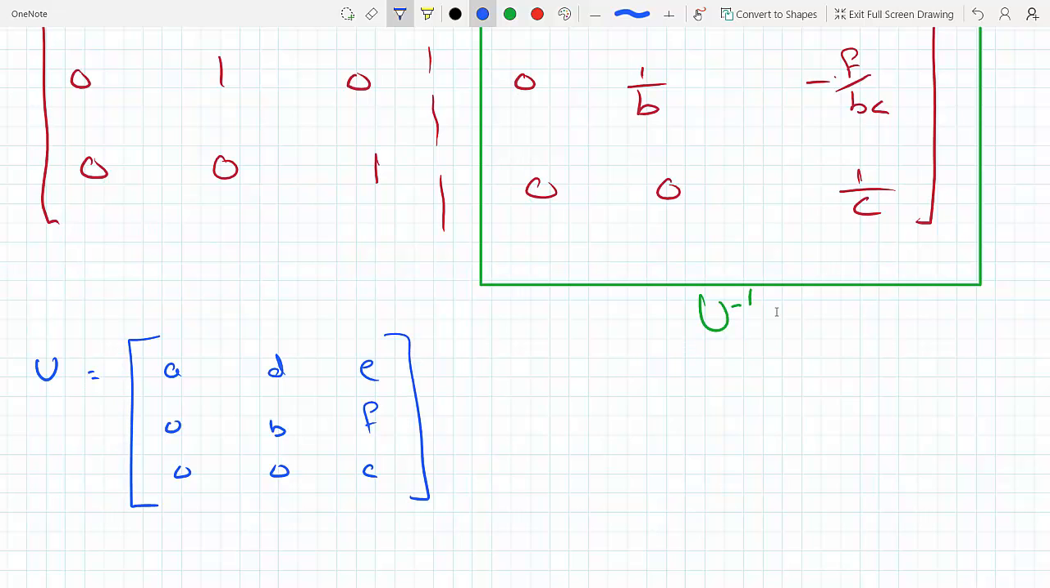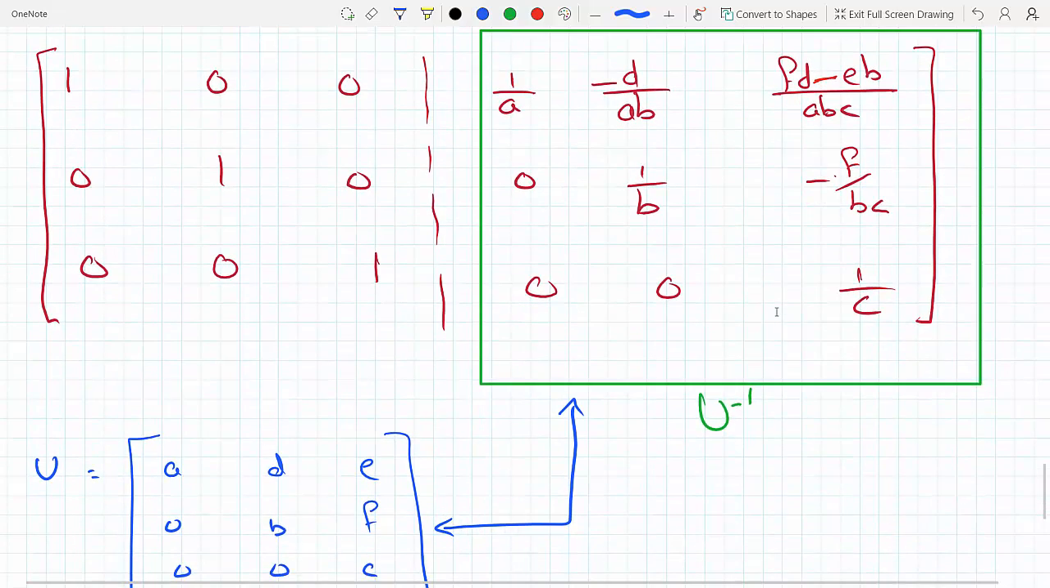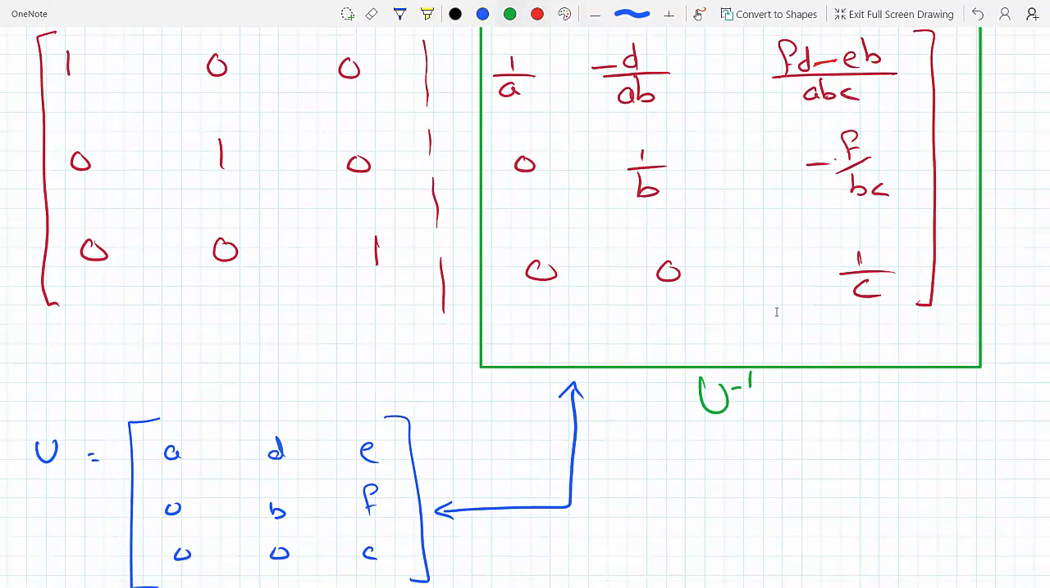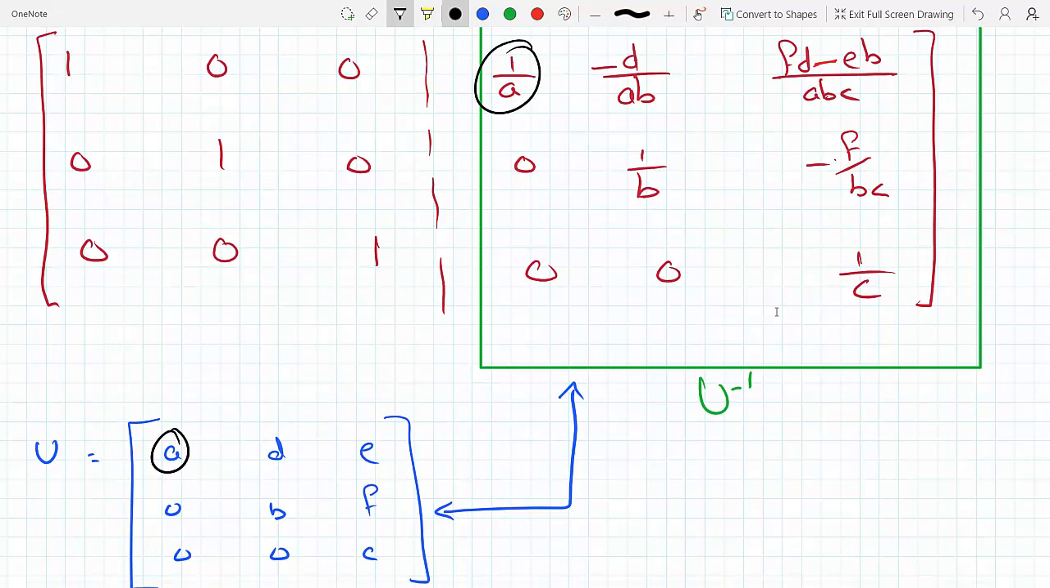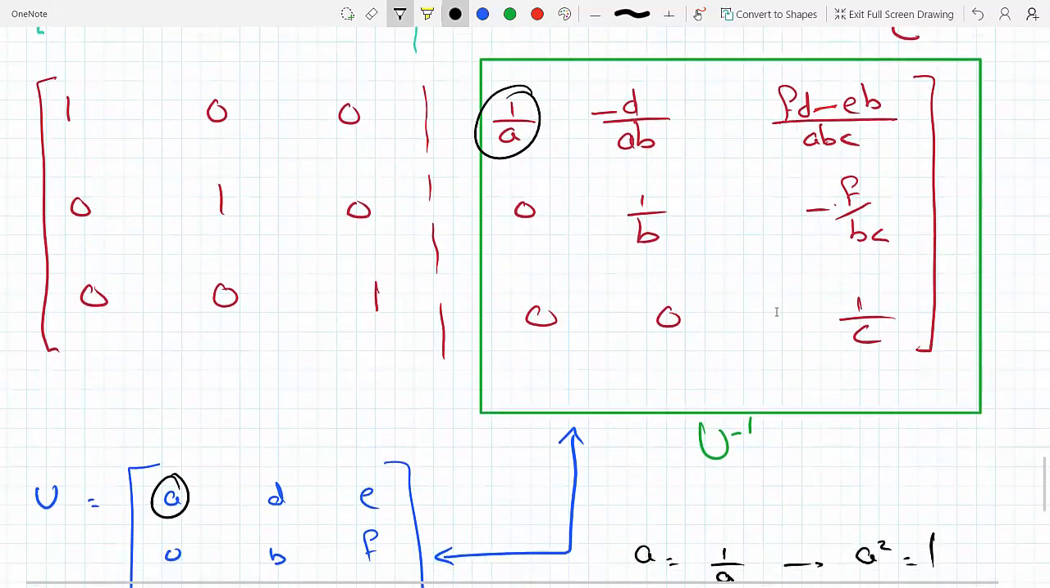And these two have to be the same, which means their corresponding cells have to be the same. Now clearly the zeros are the same, otherwise we have done something wrong. So now by just looking at this guy needs to be the same as this guy. So a has to equal 1 over a, or a squared has to equal 1. Well, one of the values is 1. Let's stick with 1 and see what happens. So a is 1.